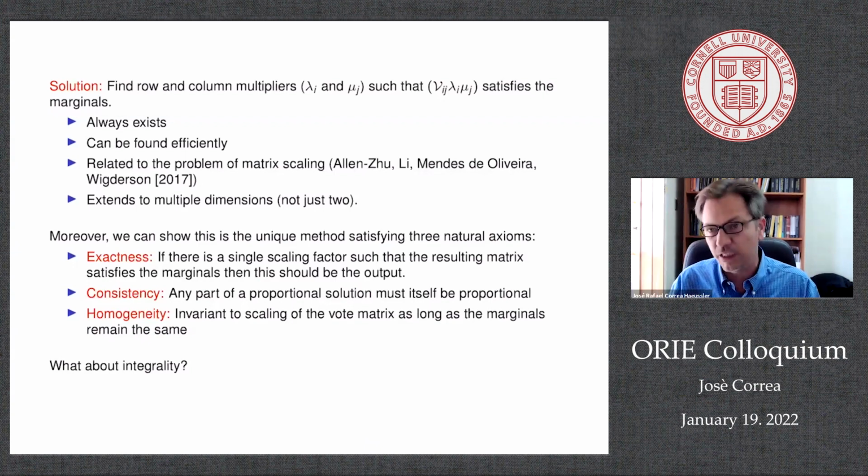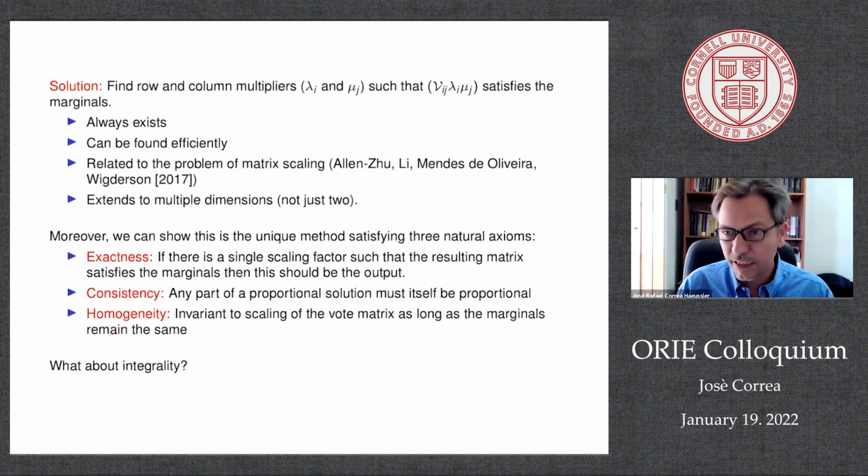And then it's homogeneous in that if I scale the matrix, then things are the same. Like if I scale the matrix but I keep the marginals, then the solution has to be the same. And it's the unique new matrix that satisfies these three axioms. So I think this is a well-established solution for multidimensional proportionality.